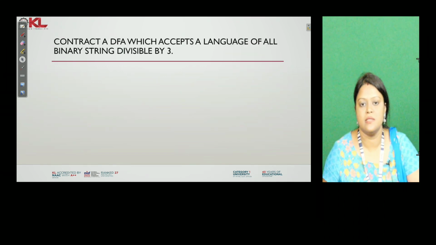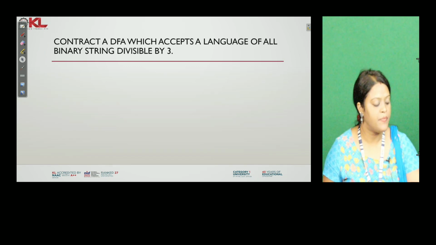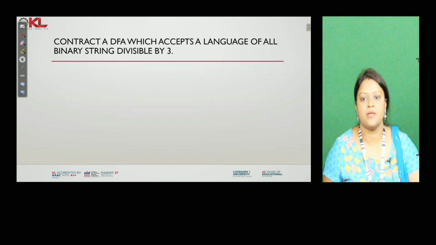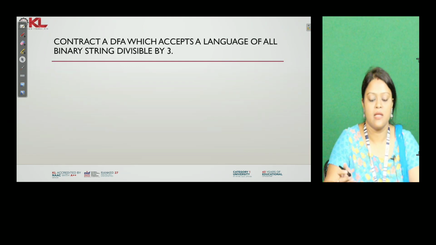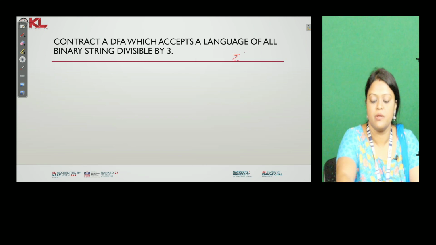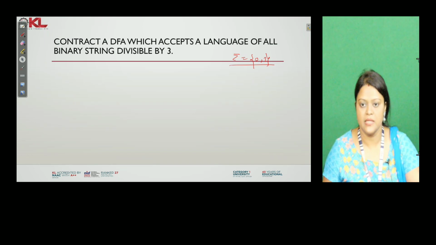Now this is a similar question, but the logic is a bit different. Once you solve for any divisible factor, then you can do this for any other number. So this is a DFA that accepts a binary language, and binary strings are those strings, that's why the summation will be 0 and 1, because this has to accept only the binary strings that are divisible by 3.